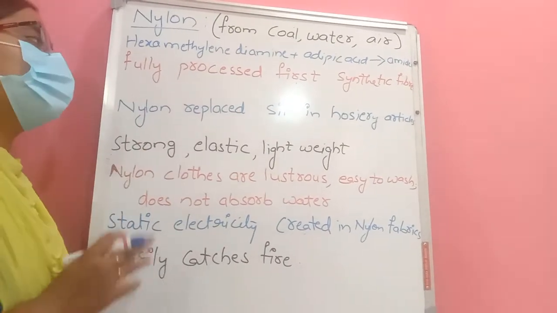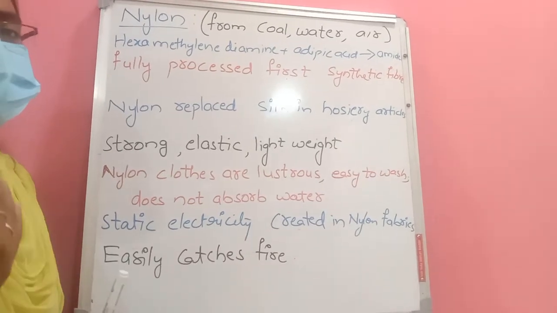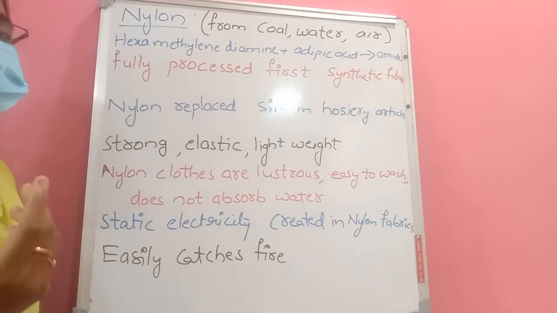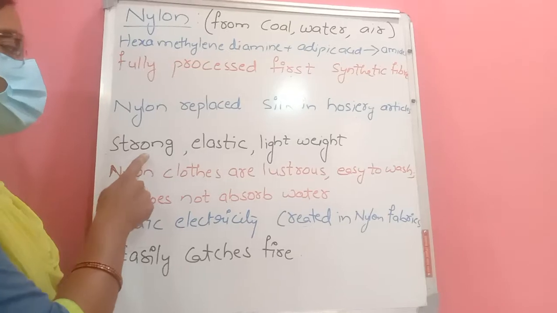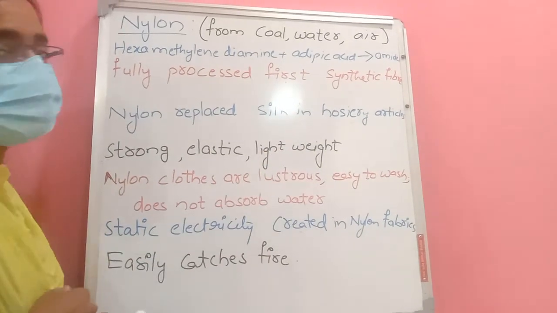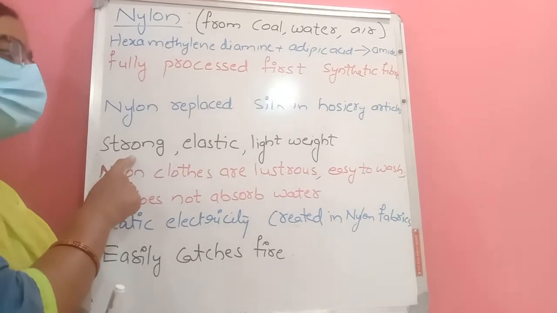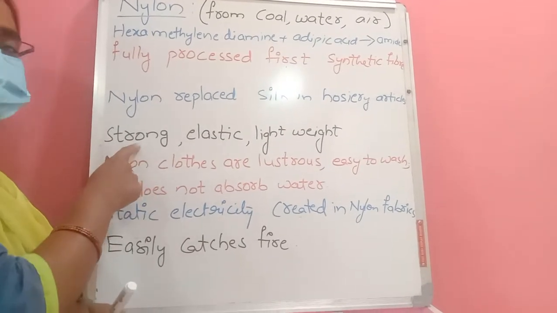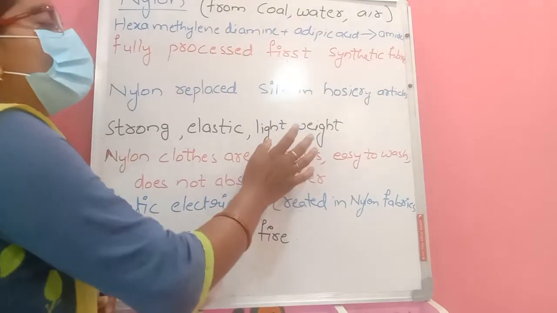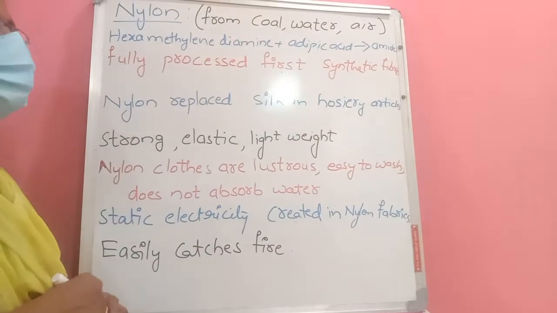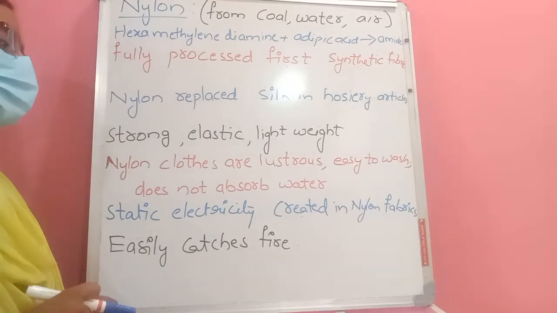Nylon replaced silk in hosiery articles, which are very lustrous. Nylon is also lustrous, strong, elastic and lightweight. It is very strong; we cannot cut it easily. It has an elastic nature, and its weight is very light. That's why nylon replaced silk in hosiery articles.